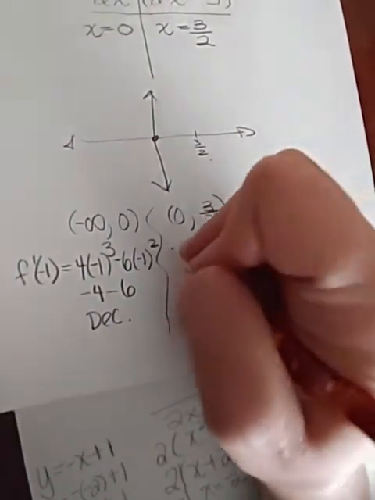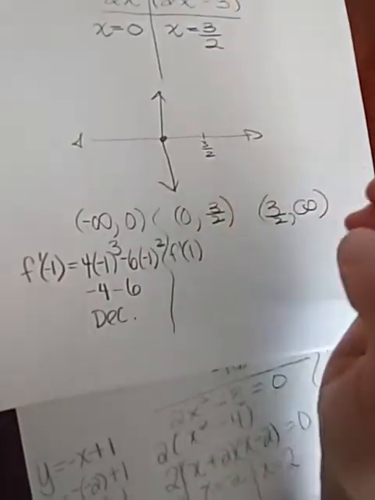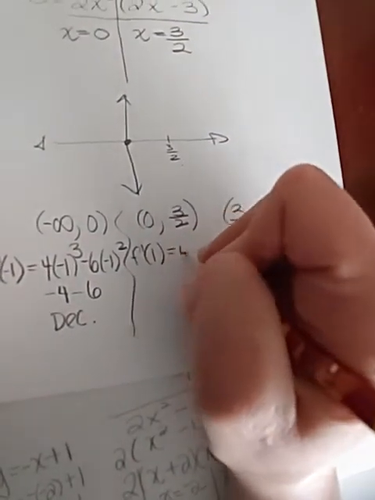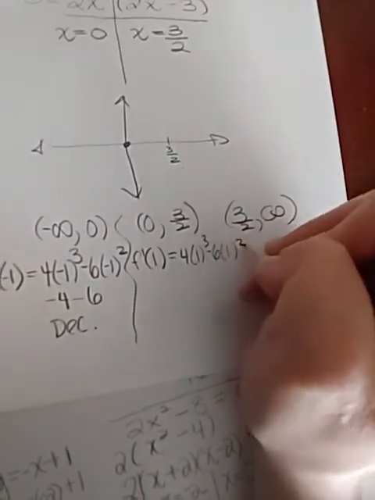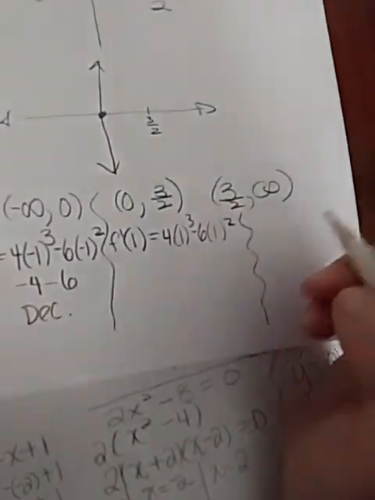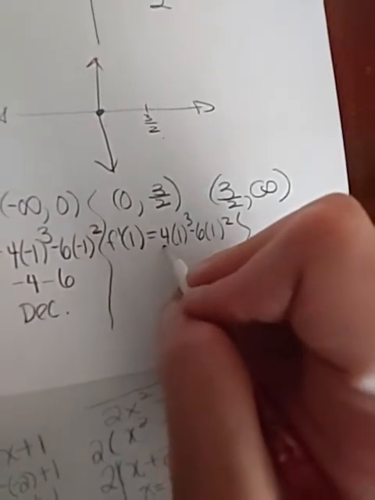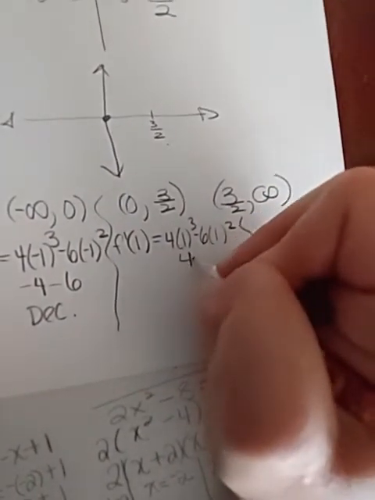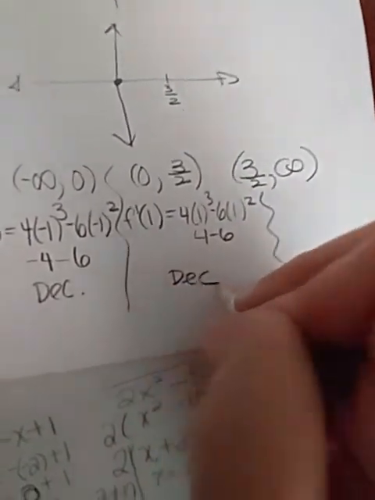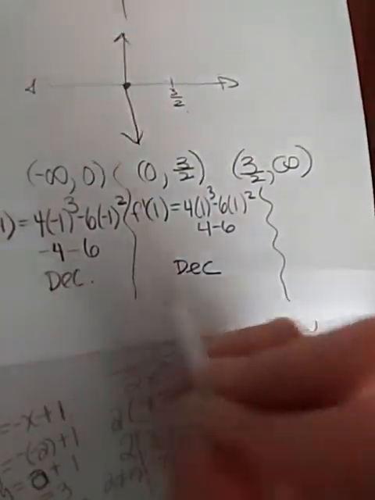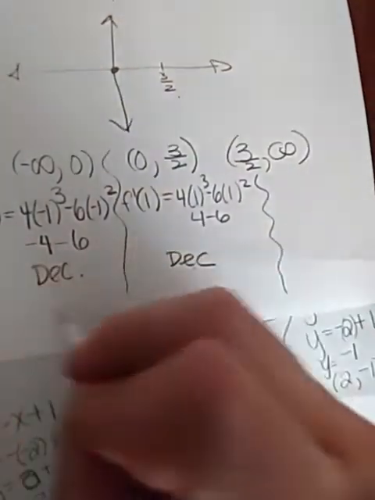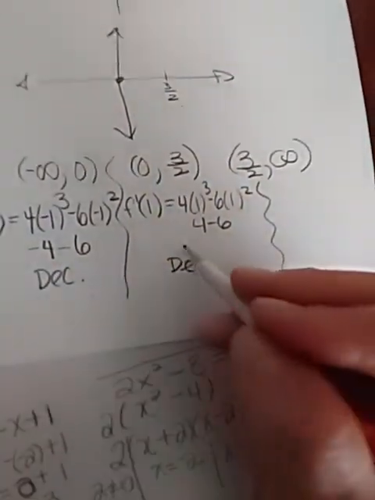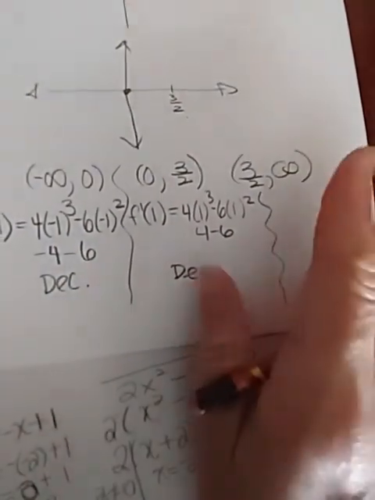All right, I'm going to do f prime of positive 1 now. Okay, f prime of positive 1, this is 1 times 4 is 4 minus 6 is negative, so I'm decreasing. So notice there's no change. So I know that there's not going to be a relative minimum or maximum here because they're both decreasing here.